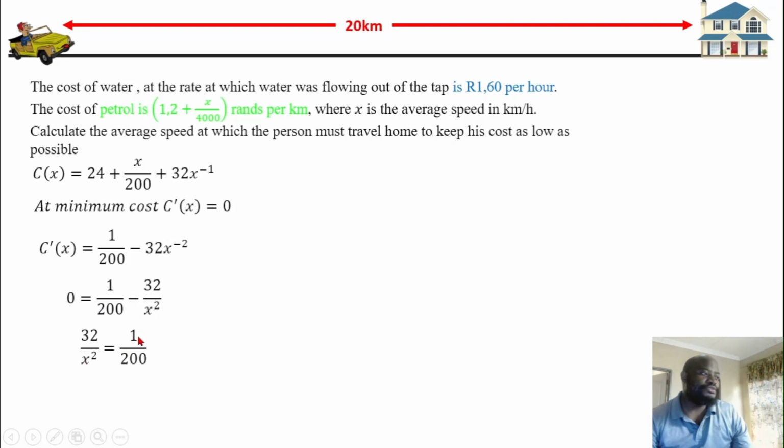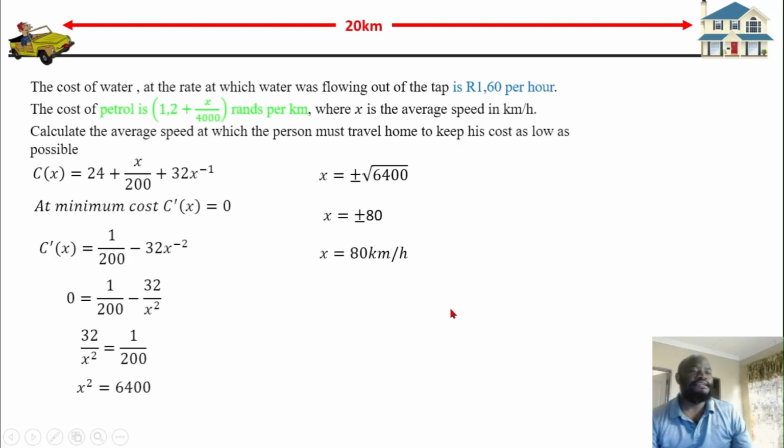Cross multiply, so we're going to have x squared equals these times this, which is 6400. Then square rooting both sides, we get plus or minus the square root of 6400. Then this gives us plus or minus 80, and that means he must travel at a speed of 80 kilometers per hour. So this is the exact speed that he needs to drive at so that he doesn't lose more money. The cost is going to be as low as possible.